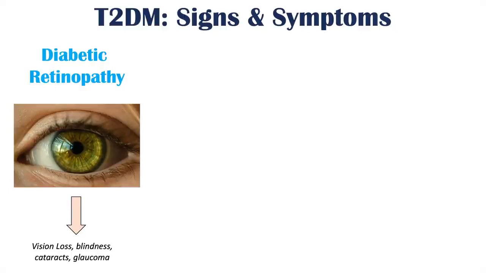So because the eye and some of the arteries and vasculature in the eye get exposed to high levels of glucose for long periods of time, it can lead to damage to those vessels. And this can be a reason why we see diabetic retinopathy occurring in type 2 diabetes.